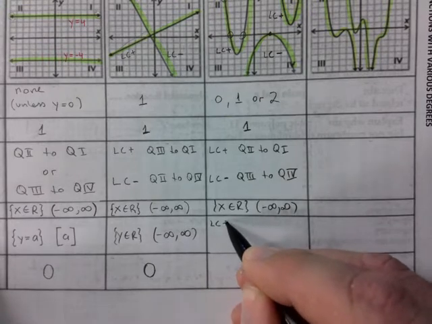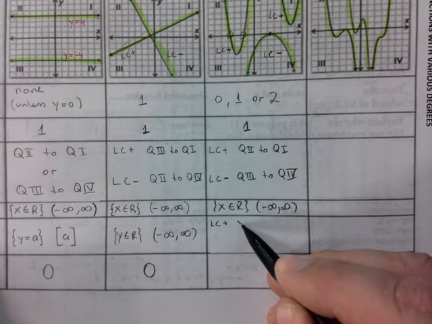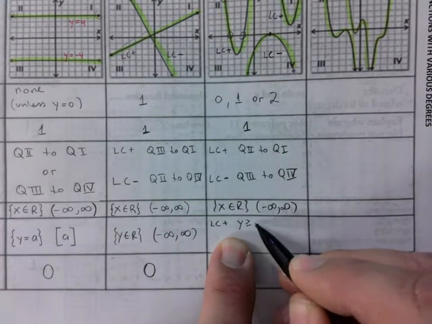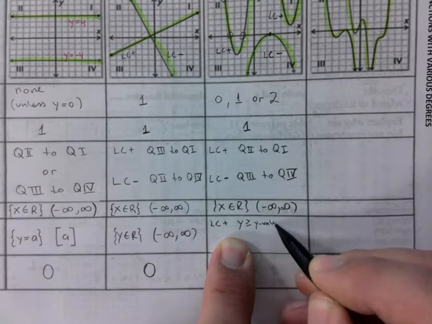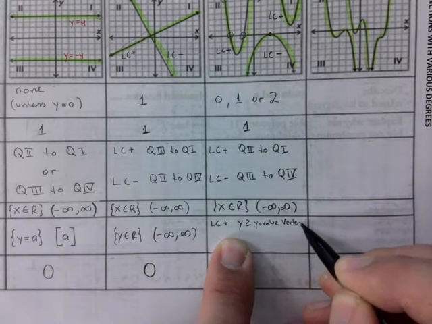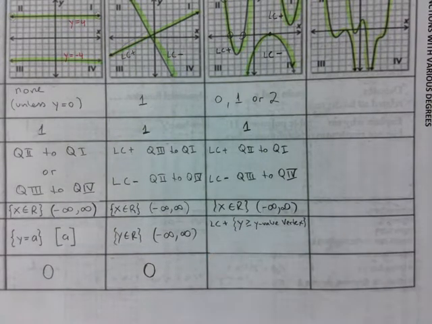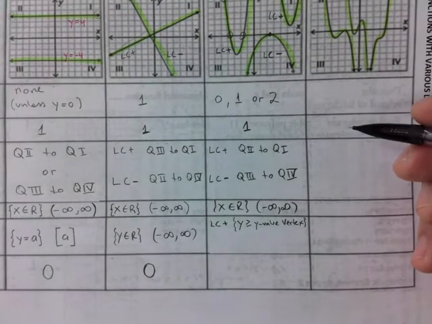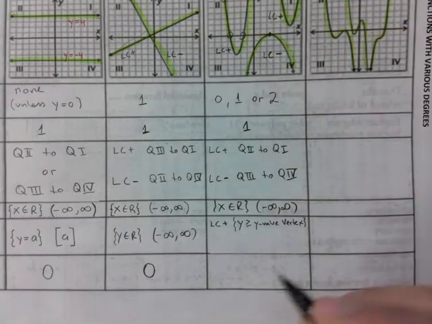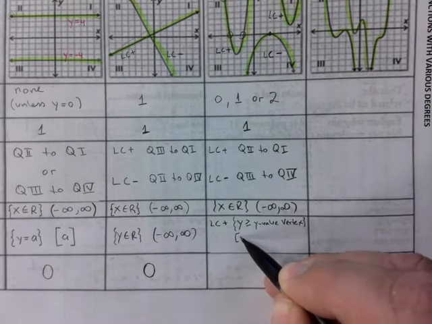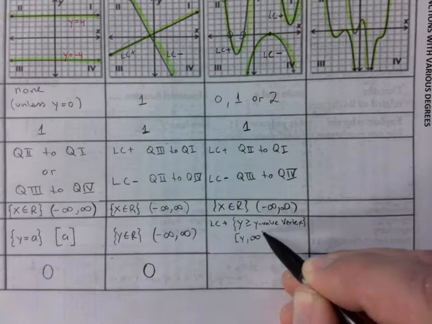If the LC is positive, it's going to be y, because it's pointing up, right? Y is going to be greater than the y value of the vertex. Say what? What is that? What is the vertex? Some of you know what the vertex is. I will label it on this graph in a bit. Just give me a second. Or it would be y to infinity like this.